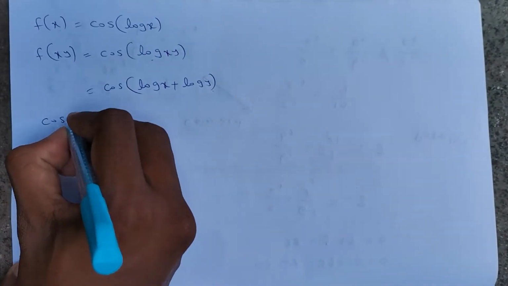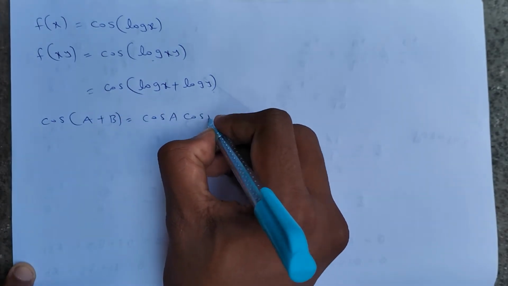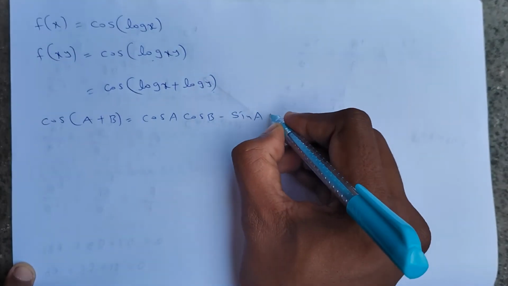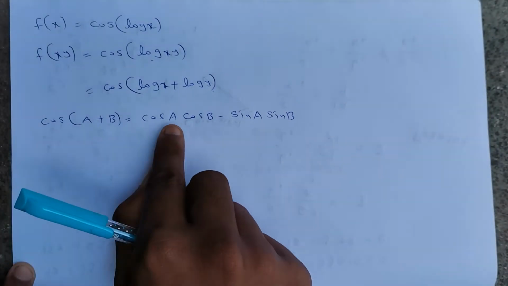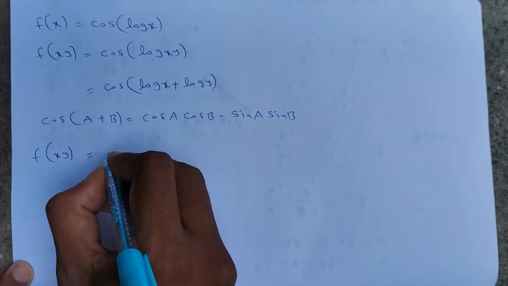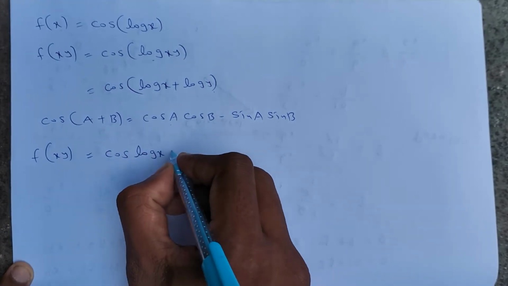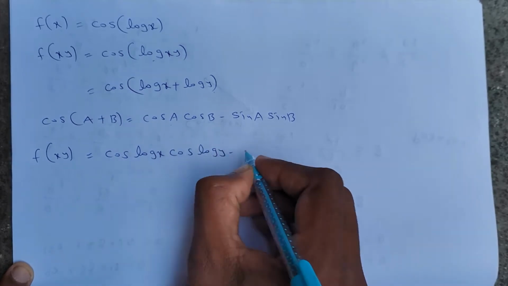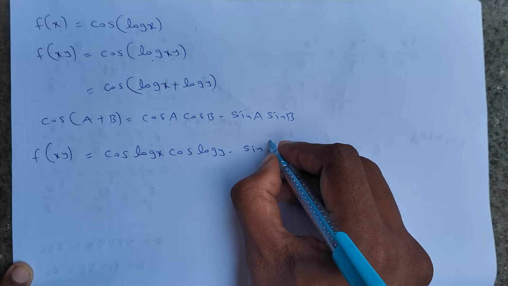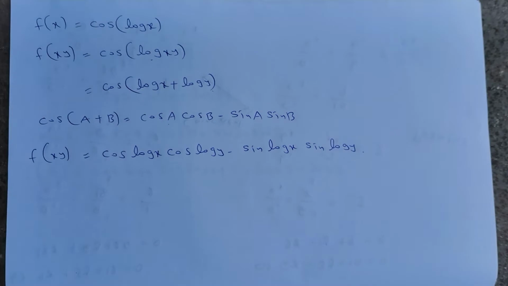It is in the form of cos of a plus b. Cos of a plus b is equal to cos a cos b minus sin a sin b. In the place of a, log x, in the place of b, log y. So f of xy is equal to cos log x cos log y minus sin log x sin log y. So totally we got f of 1 by x value, f of 1 by y value, f of x by y value, f of xy value.